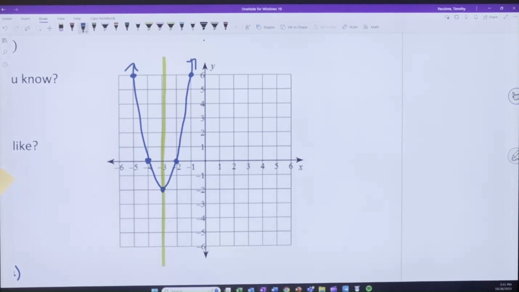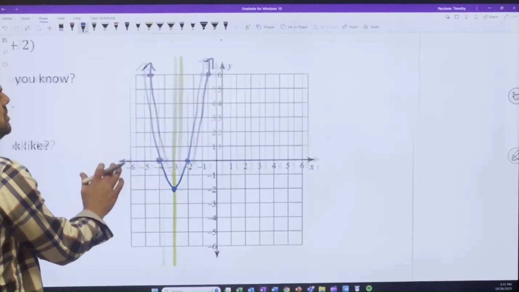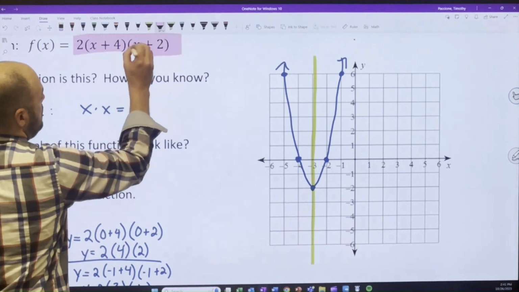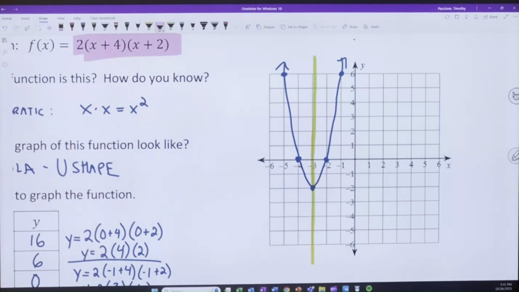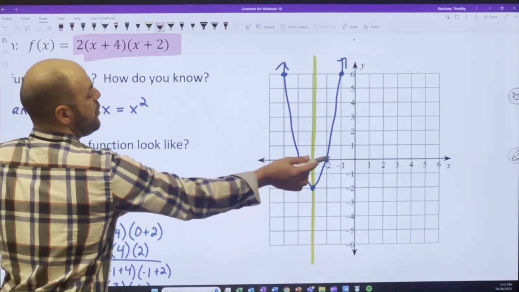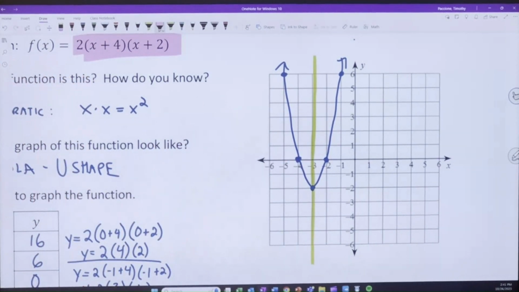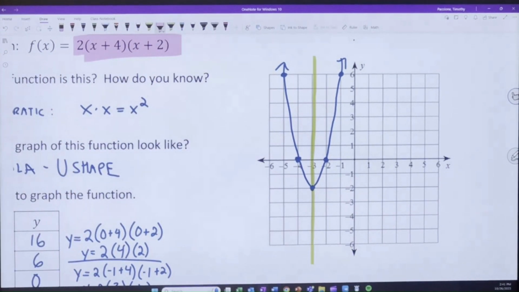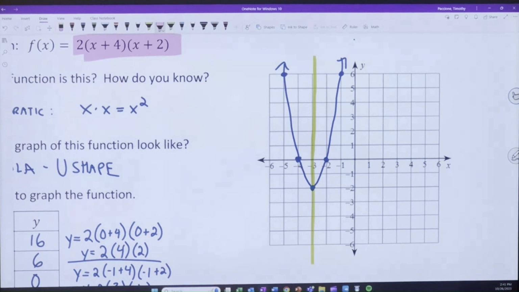Now, what do we notice about our equation here and our graph? What do they have in common or similar? Yeah. The x-intercepts. The x-intercepts are -4 and -2. And we have +4 and +2. I bet you that's not a coincidence. We're going to talk about that some more.